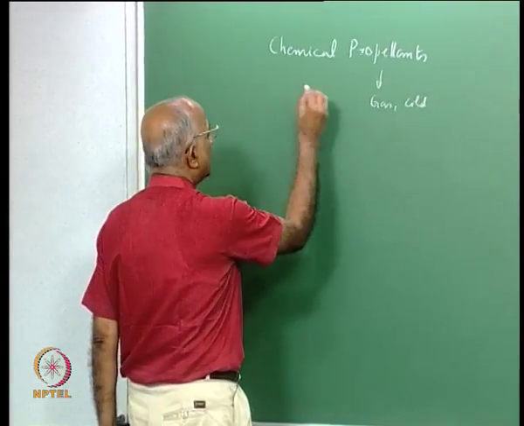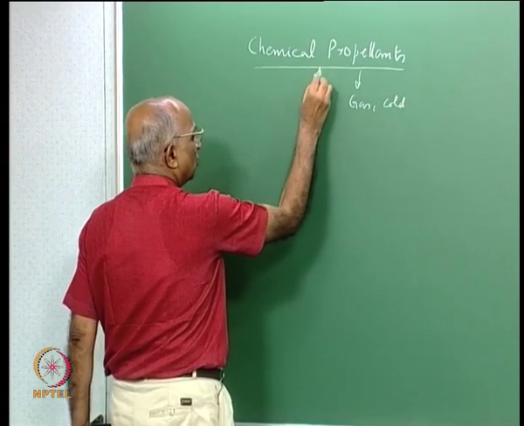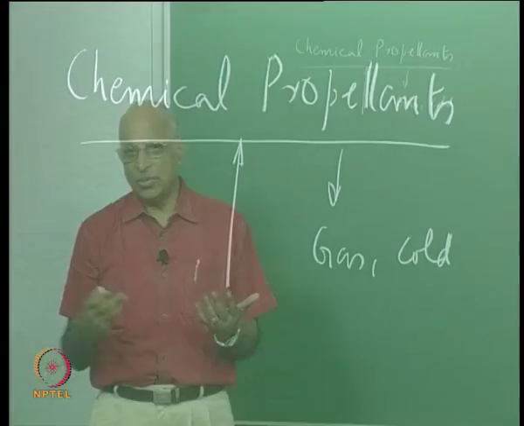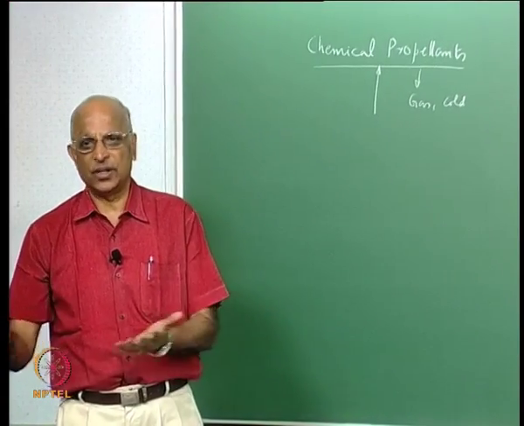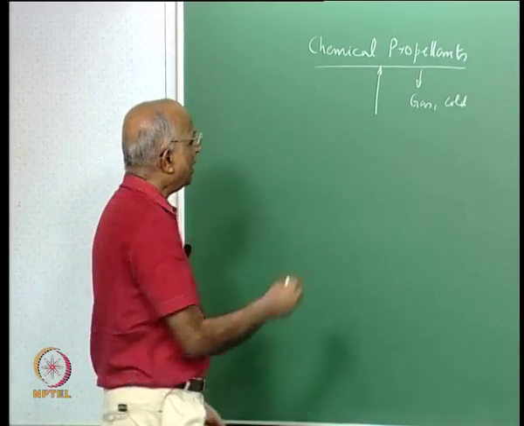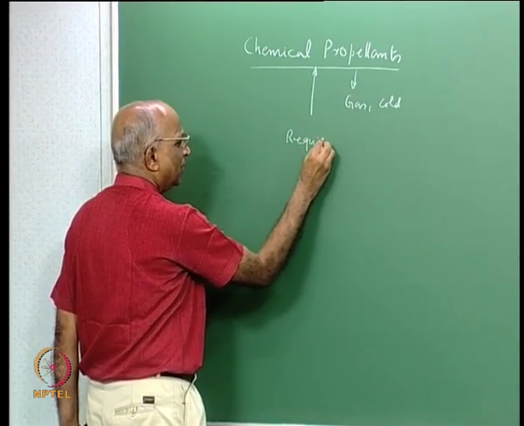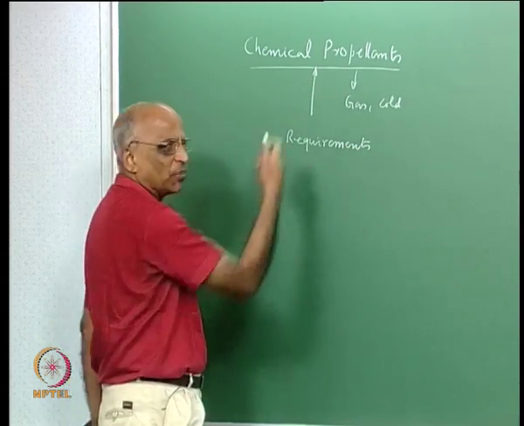But what we consider in the next 3 classes is what constitutes chemical propellants, and then we go to chemical rockets, and chemical rockets are solid propellant rockets, liquid propellant rockets, hybrid rockets and so on. Therefore, let us see what the requirements are. Before we study anything we must know what the requirement of a propellant is.